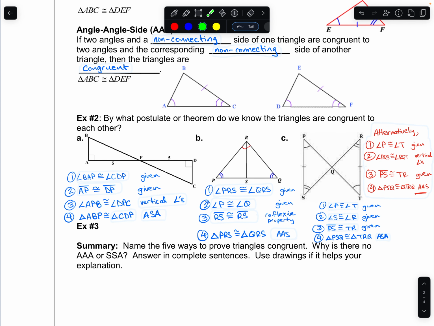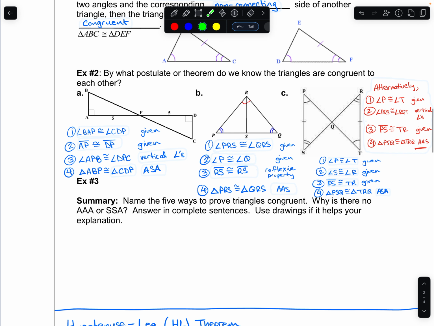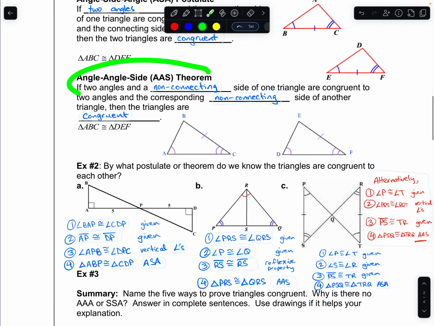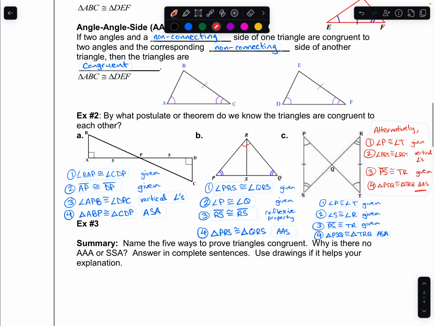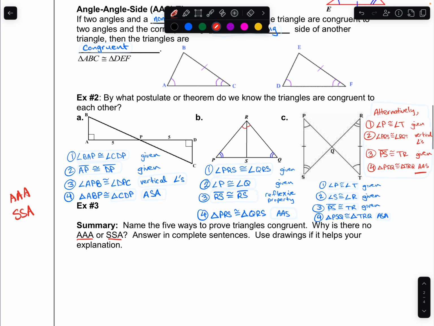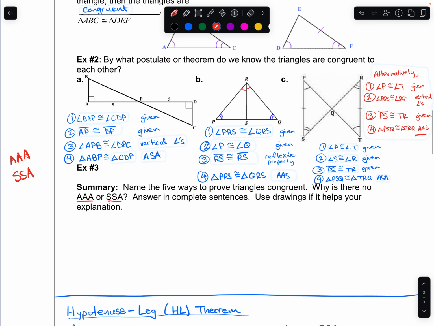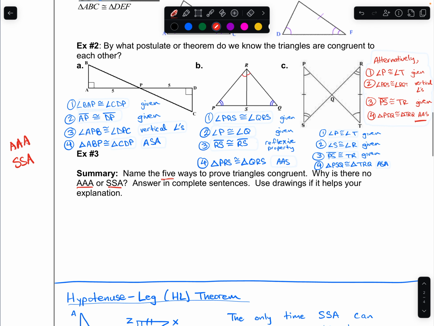That is just about it for lesson 9.4. The summary, though, asks us to name the 5 ways to prove triangles are congruent. And I only gave you 4. I'm hoping that you noticed that SSA or AAA, these don't prove congruence. So you can write it out, think about it, come up with an answer. We'll talk about it in class. But before we go, I want to show you the 5th way.